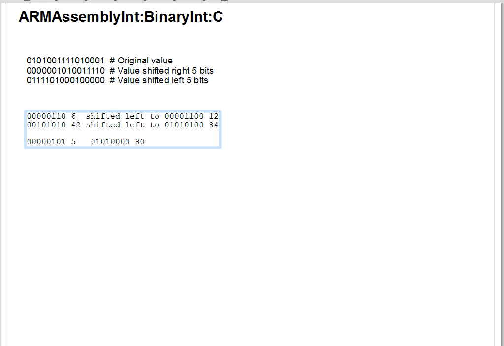If left shifting doubles a value, then shifting to the right divides it by 2, since each bit moves to a position that is half as valuable. For instance, if we have the value 70, then that shifts right to become 35.